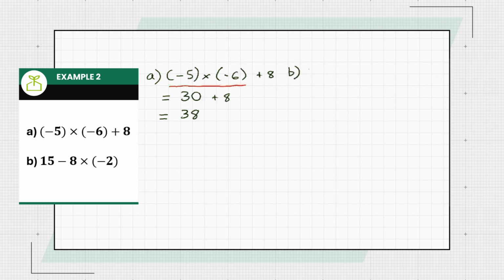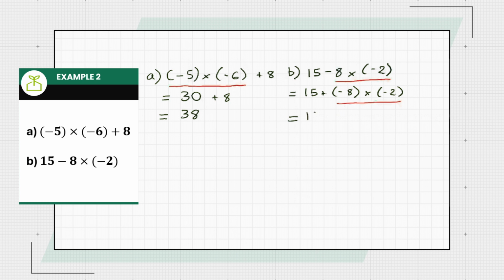For B, we have 15 minus 8 times negative 2. We have to do the multiplication first, and we should point out that we can rewrite this as 15 plus minus 8 multiplied by negative 2. This way we can see that we're actually trying to do a negative multiplied by a negative. This is completely optional, you don't have to write it this way, so just do what you prefer.